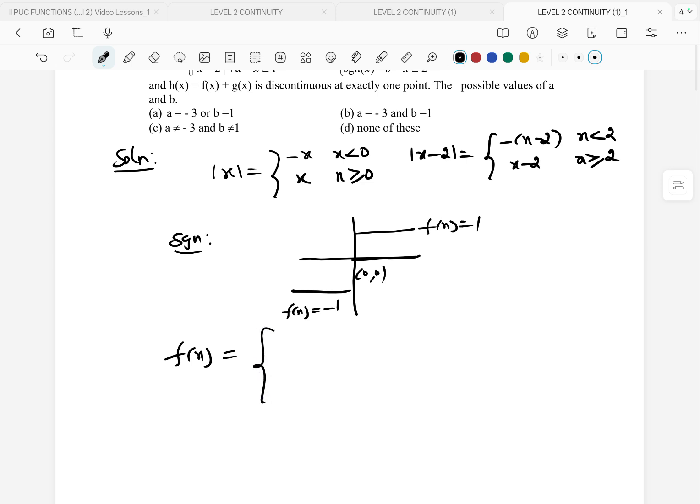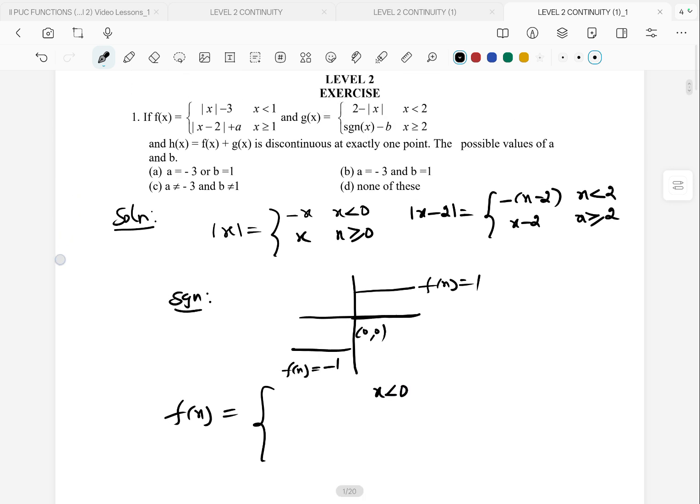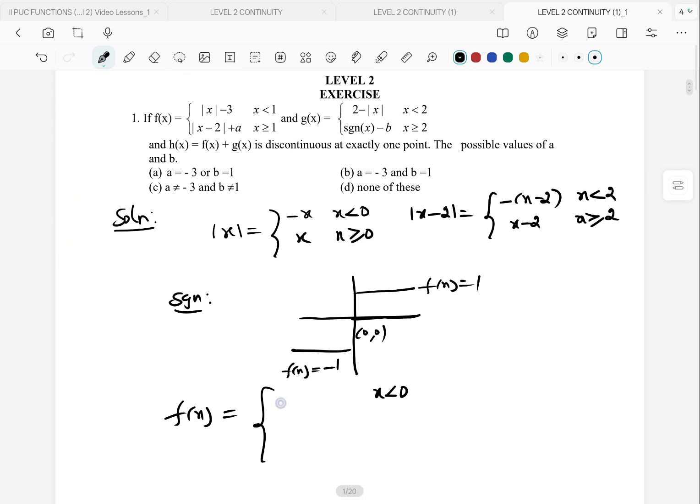So when you redefine f of x by using the mod function definition, when x is less than 0, it is minus x minus 3. When x is between 0 to 1, it is going to be x minus 3. Next, when x is between 1 to 2, it is minus of x minus 2 plus a. When x is greater than or equal to 2, it is x minus 2 plus a.